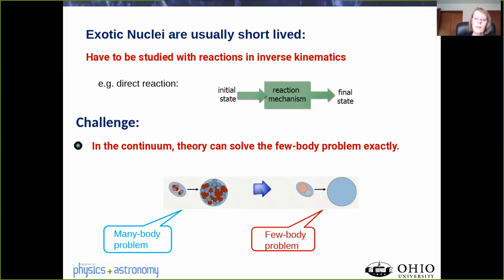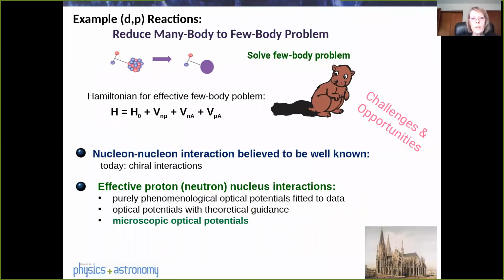So, as I did in the cartoon, we have to do something to map a many body problem onto a few body problem. For a very specific example, here is a DP reaction. This graph here is the typical graph you write down. You have a deuteron scattering off a nucleus and you approximate the nucleus by a blob. And then you solve the few body problem.